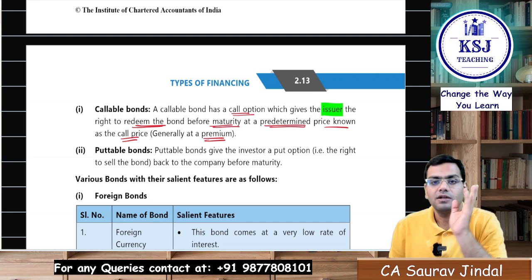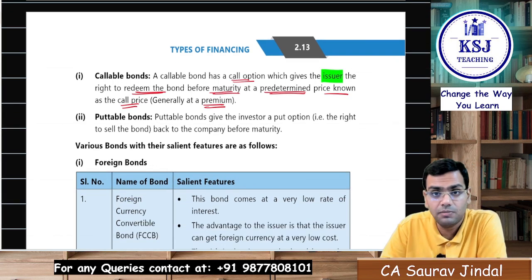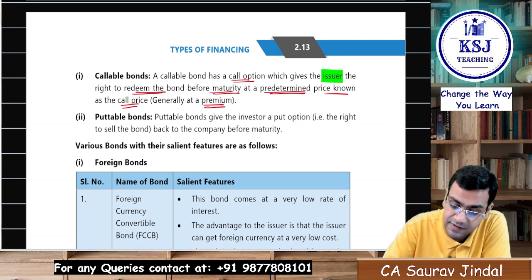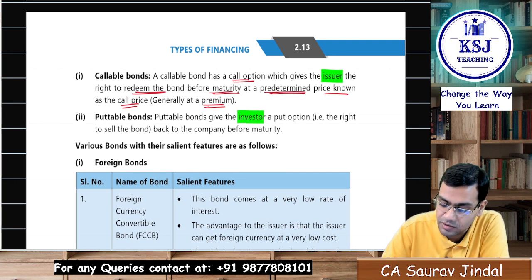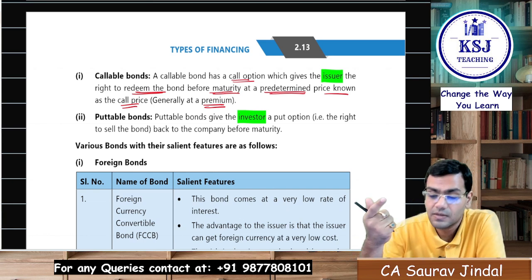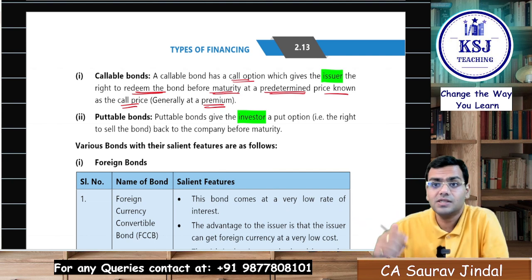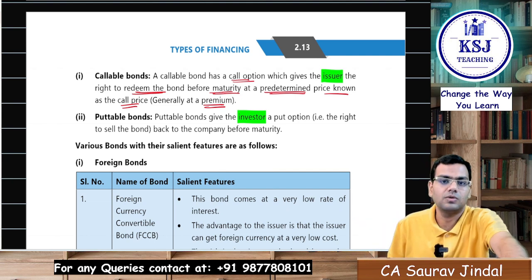That is why normally it is at a premium. Then the puttable bonds. The puttable bond gives the investor an option. When we talk about the callable bonds, here the call option is with the issuer of the bond. The puttable option is with the investor. The investor says, I want to sell the bond back to you, right?